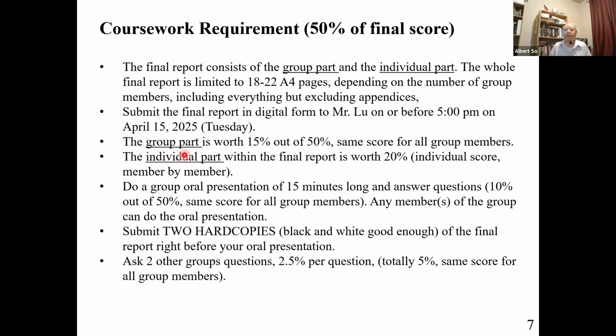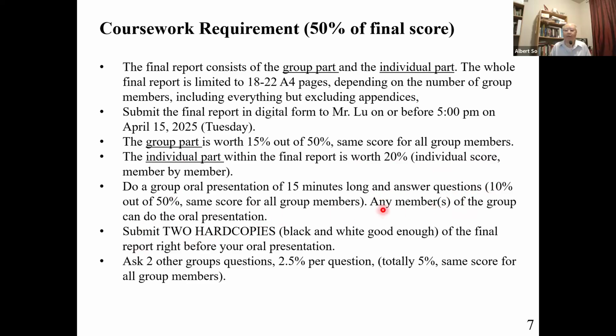Now, the group part is worth 15% out of 50%, and 50% is 50% of your final score. So all group members share the same marks for the group part. And then the individual part: every group member prepares an individual part, but you bind every part together in one group report. It's worth 20%, an individual score, member by member. And then you need to do a group presentation of 15 minutes and answer questions. That's worth 10%.